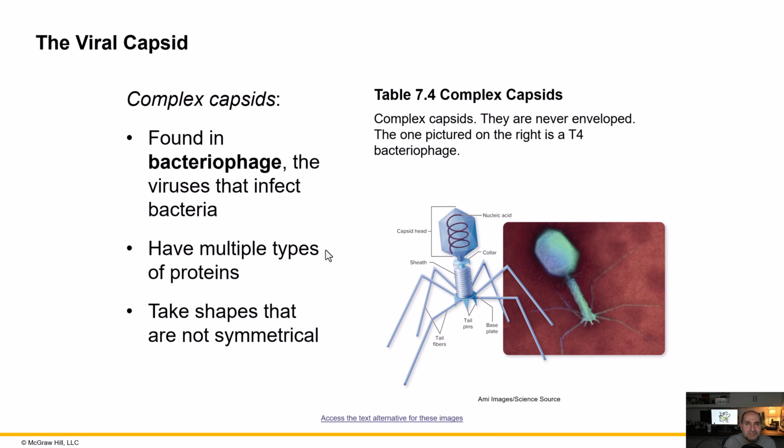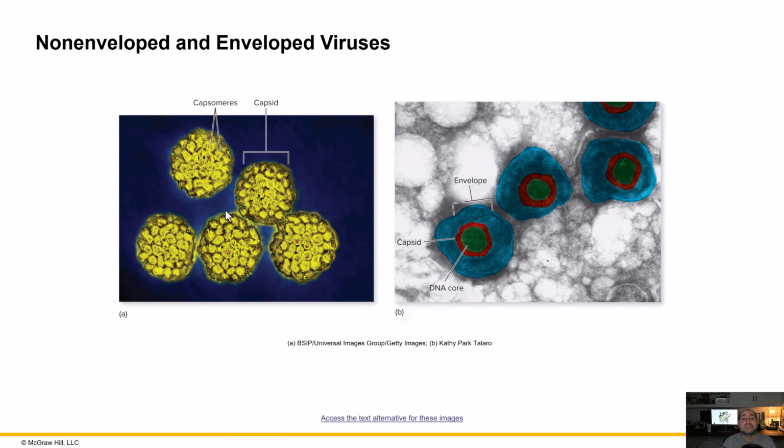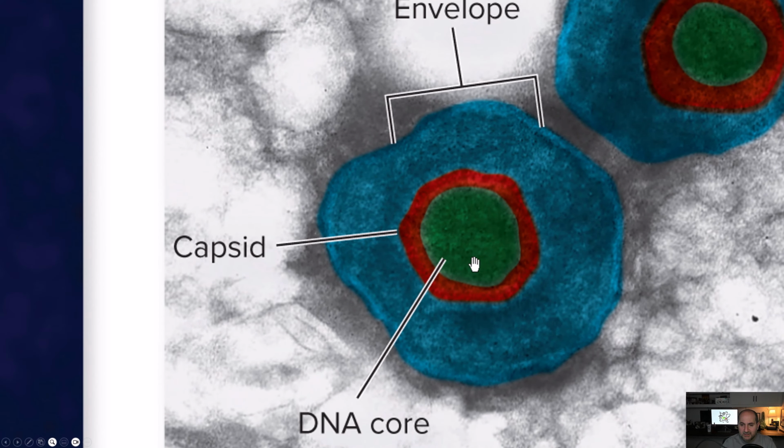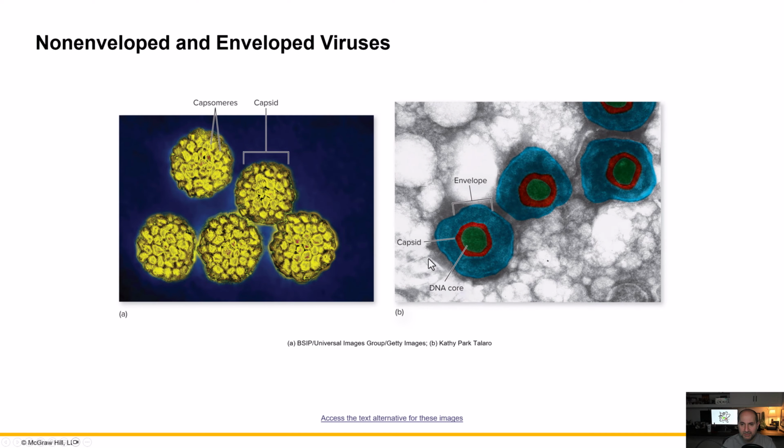viruses tend to have three different configurations, right? The capsid of viruses can be helical, the capsid can be icosahedral, or the capsid can be complex. And again, remember, some viruses are non-enveloped or naked, while other viruses have an envelope. That means a membrane surrounding the virus. Here's an example of a naked capsid on the left and an example of an enveloped virus on the right. Here you can see this is the genome, the DNA in the center in green. Here is the capsid in red. And in blue, you have the envelope.